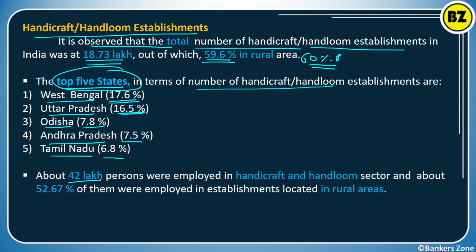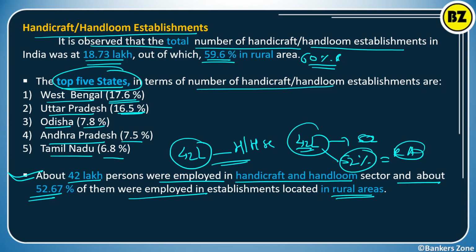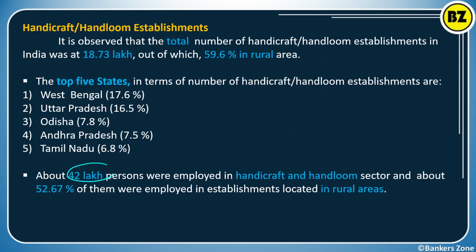Apart from that, 42 lakh persons were employed in the handicraft and handloom sector, and about 52.67% of them were employed in the rural area. Okay, so this figure you have to remember, around 42 lakh persons are employed in the handicraft and handloom sector. That figure is important, 42 lakh, and out of that 42 lakh, 52% were employed in the rural area. That means around 50% you can say. Okay, so that 42 lakh figure is important, you have to remember. Out of that 52.6% was in the rural area.